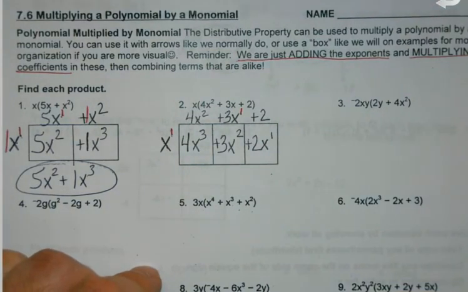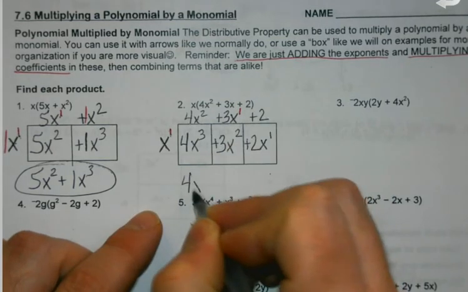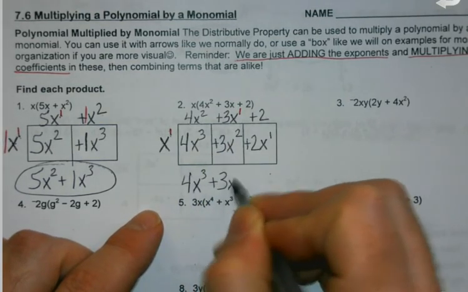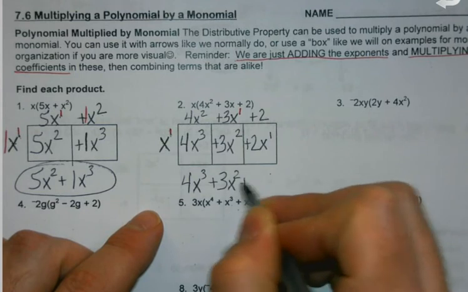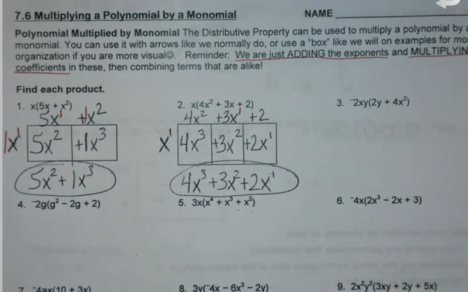And the nice thing about the box is it organizes all my terms too. I'm like, okay, I got any other x to the thirds? No. Have any other x squareds? No. Have any other x? No. Okay, and I'm done.